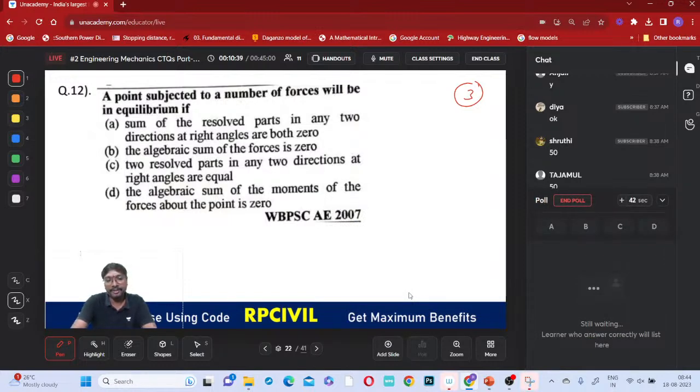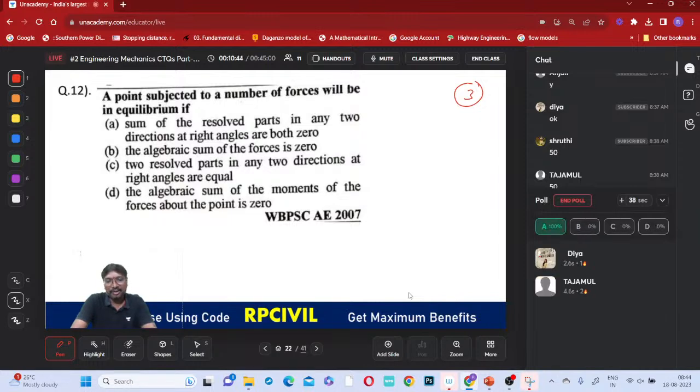This is a West Bengal PSC question. Like that, when you are covering all state PSC questions, automatically what happens? You will be able to cover all models easily now. Diya Tajamul answered correctly.